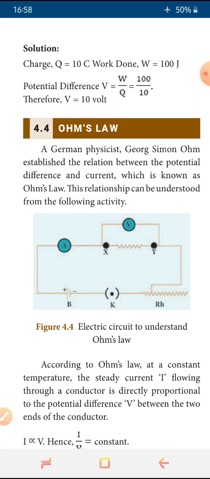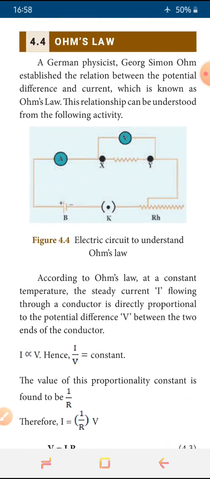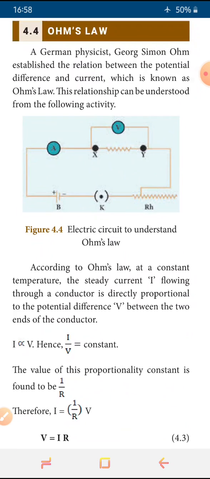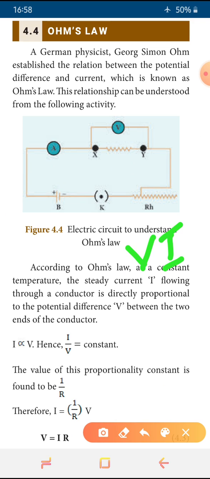Okay, and the next topic is Ohm's law. This is an important and very famous statement in electricity. This Ohm's law explains resistance very clearly. And Ohm's law was given by the German physicist George Simon Ohm. He established the relation between V and I.